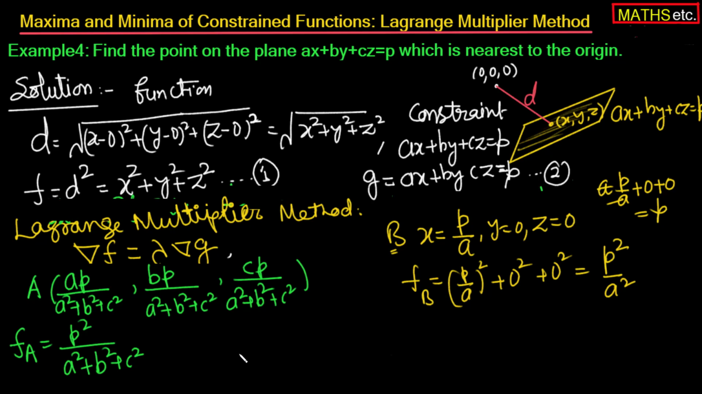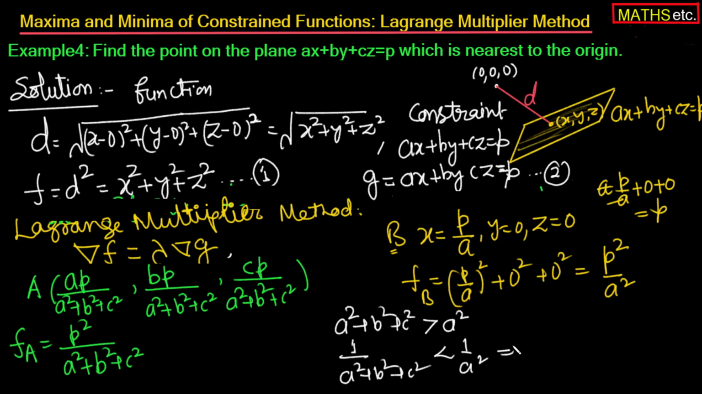Next we will show that this f at a value is less than the value of the function at a random point b. So let us start proving this. We know that a squared plus b squared plus c squared is greater than a squared. So its reciprocal, 1 over a squared plus b squared plus c squared, will be less than 1 over a squared. We are multiplying both sides of this inequality by a non-negative number. So p squared over a squared plus b squared plus c squared will be less than p squared over a squared, and this is the value of f at b. So the value of the function at a is less than the value of the function at b.